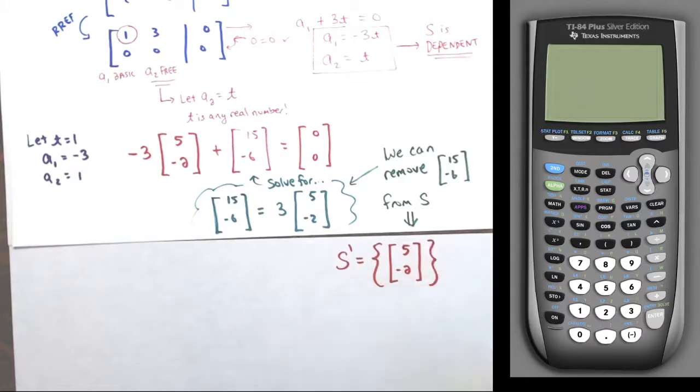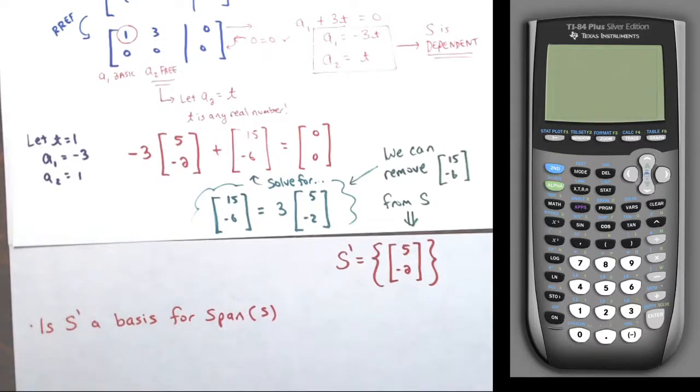All right, and then the question becomes, is this a basis for the span of S? Is S prime a basis for the span of S? Now be careful here. S is the set of the 2 vectors I started with. S prime is this set with 1 vector.